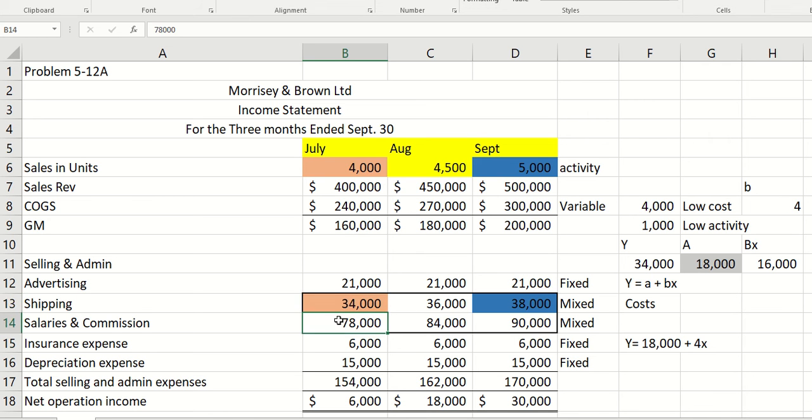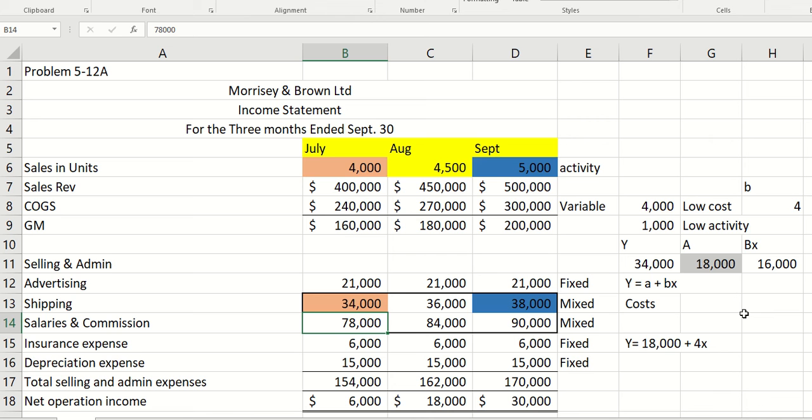So we could continue on. I will leave the salaries and commission expense to you. So just like we did, this is your high cost minus your low cost, and then you would divide it by the high activity minus the low activity, solve for your B, and then plug in a high point or a low point, and then solve for your fixed cost, and then you'd have your formula. So you'd know what part is going to be variable, what part is going to be fixed.